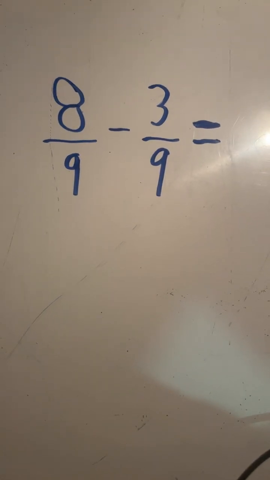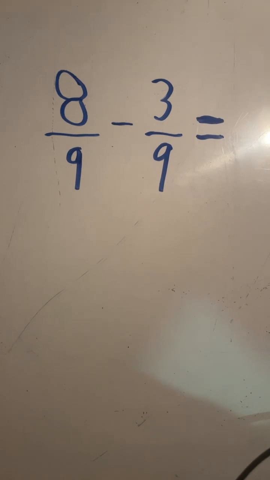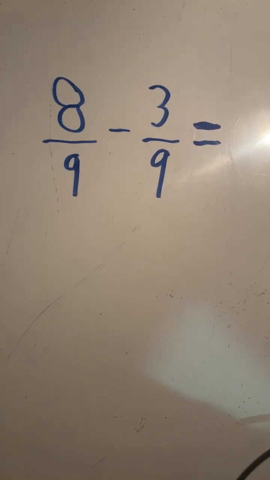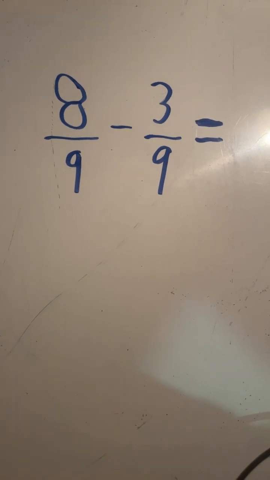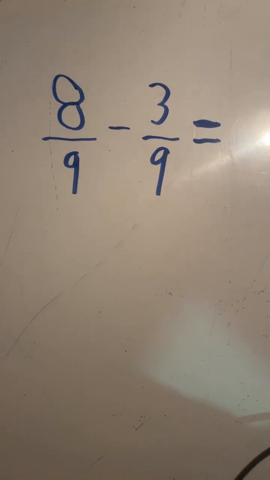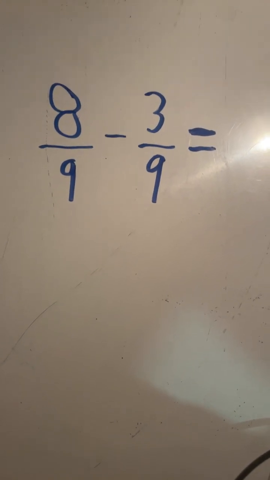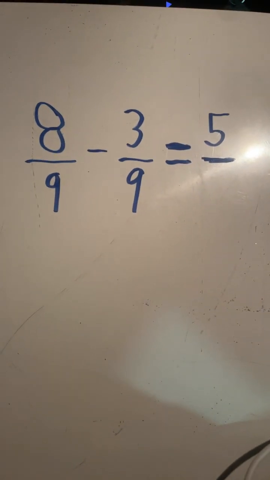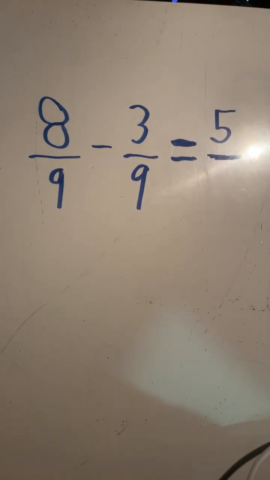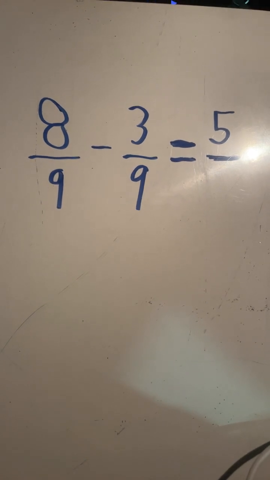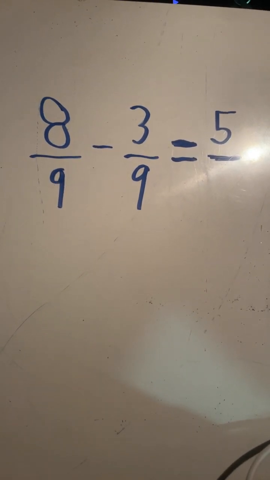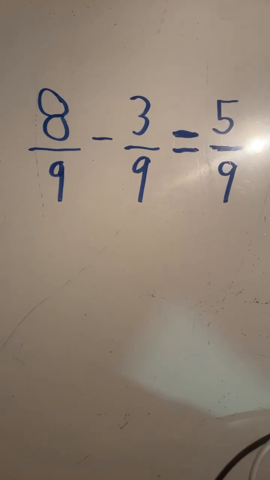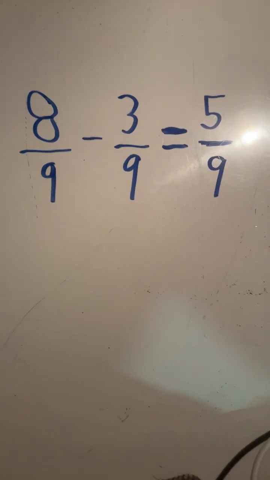We use the butterfly method usually if there's different denominators to find a common denominator, but since the denominators are the same for these problems, that's not needed. So for 8/9 minus 3/9, very simple. We subtract our numerators. 8 minus 3 equals 5. And whatever the denominator is, we keep it the same. Since the denominator is 9 for both of these fractions, it's going to be the same in the answer. And there you have it. 8/9 minus 3/9 equals 5/9.